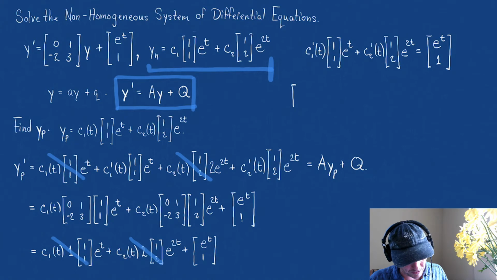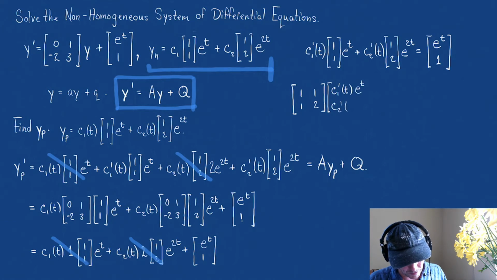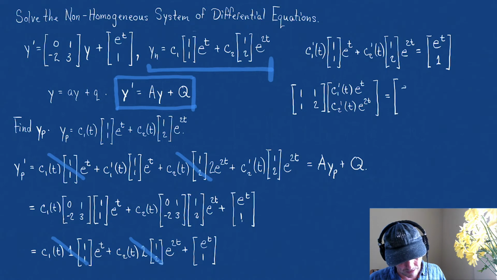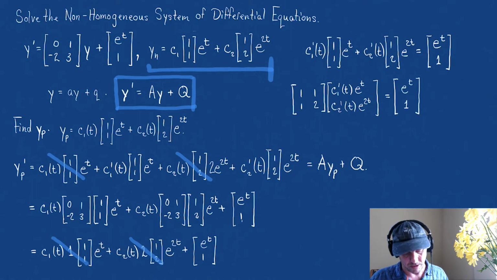So let's write our column vectors. They're 1, 1, 1, 2. And then I have scalars now: c1 prime of t e to the t, c2 prime of t e to the 2t. There it is. That's a vector. Equals the right-hand side, e to the t and 1. Whoa, look at this. So we're going to need a bit more room for that.